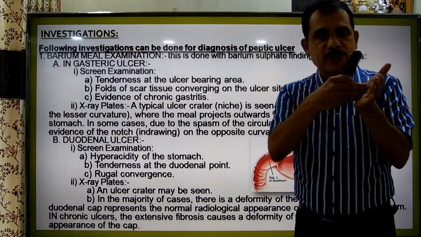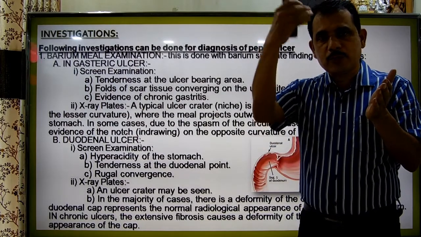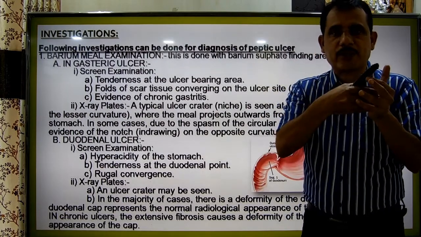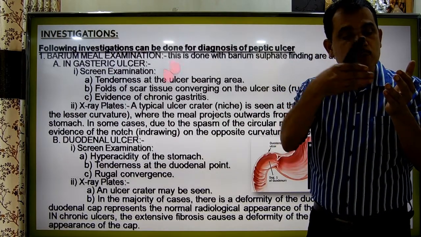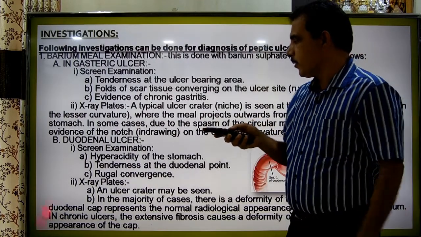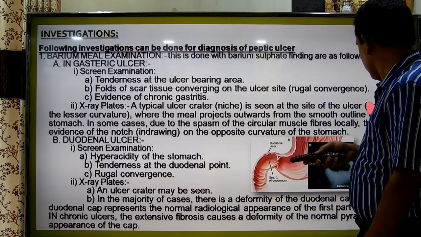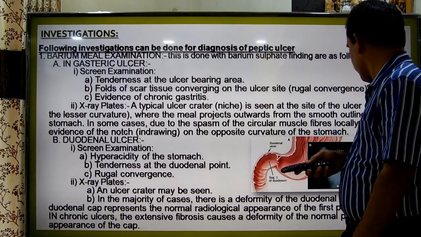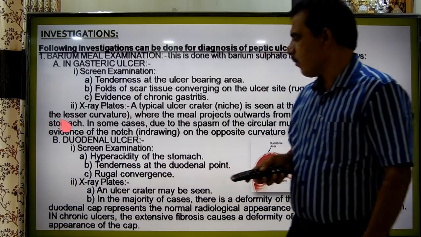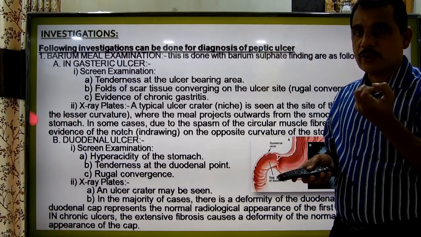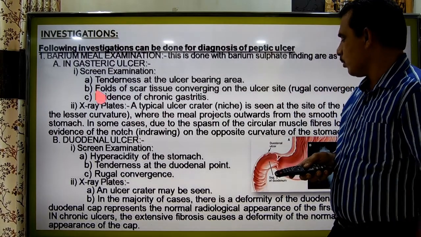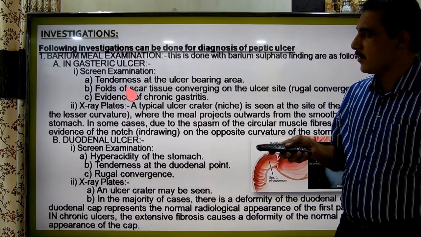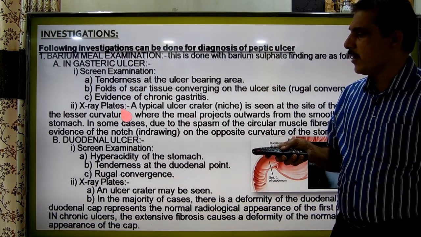It projects outwards. If there is an ulceration, a wound, then when the patient swallows the barium meal, it projects into the ulcer, and that is seen on the X-rays. In the outline of the stomach, in some cases due to spasm of circular muscle fibers, locally there is evidence of a notch, which shows an indentation on the opposite curvature of the stomach. So these are the findings in gastric ulcers on screening examination and the X-ray plate.